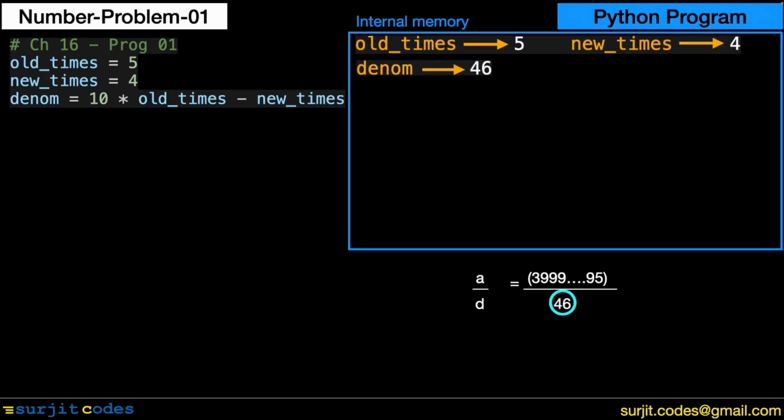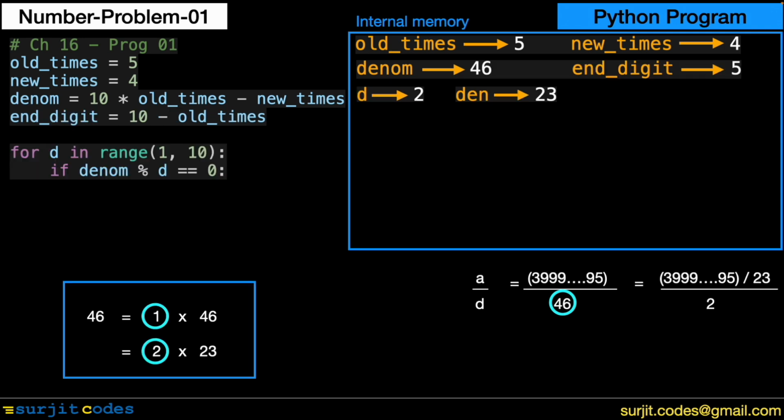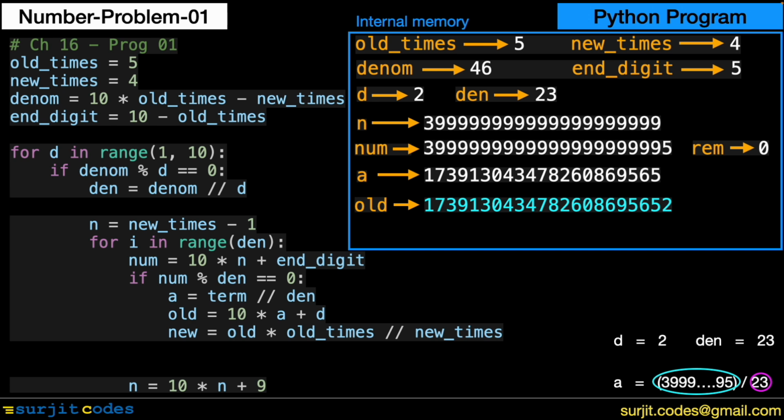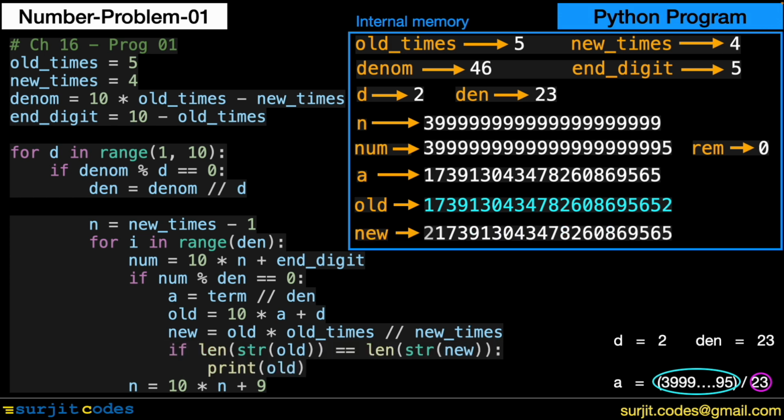In this session, we wrote a Python program firstly to find the denominator of a by d and then iterate d from 1 to 9 to find digits that are factors of denom. The other factor of denom was used to find the value of a. In a loop over i, we increase number of nines one by one between first and the last digit till it becomes divisible by 10. a d becomes the solution to the problem. Further, we make sure that the number of digits remain unchanged when the solution is multiplied by 5 by 4.